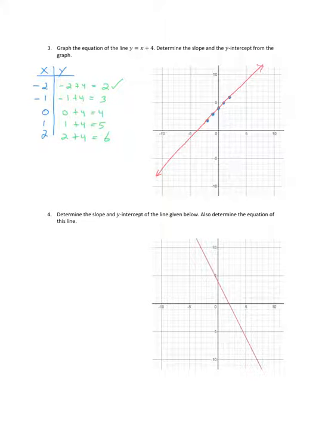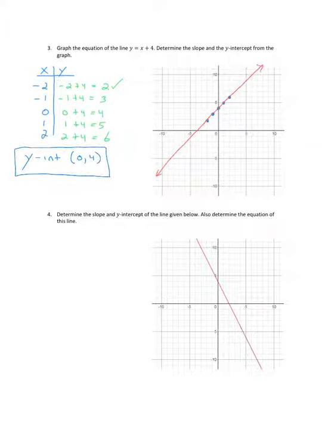Okay, we're also asked to determine the slope and the y-intercept of this line. The y-intercept is the place where the graph crosses the y-axis, and that's this spot right here. That is the point 0 for x and 4 for y. So I'll mark that off to the side. I can just look at the graph and note that the y-intercept is the point 0, 4.